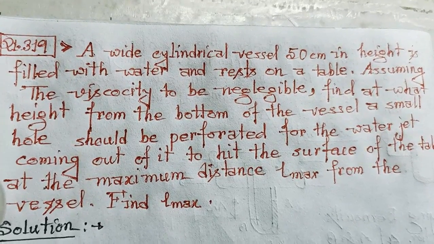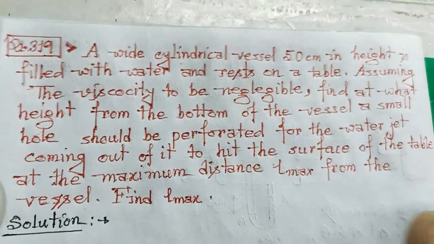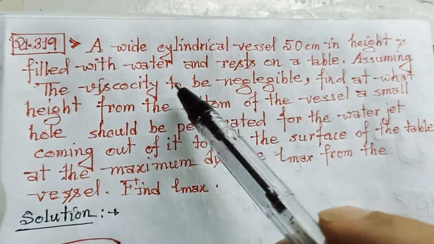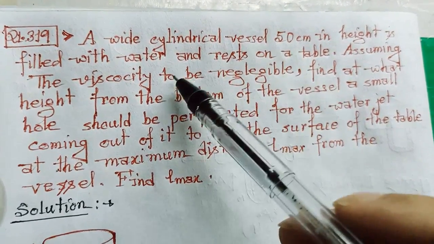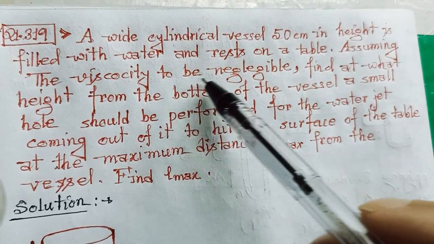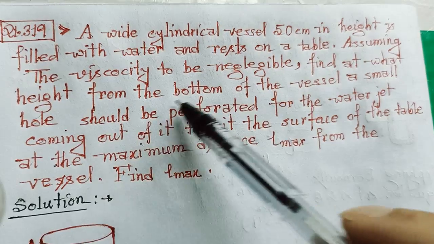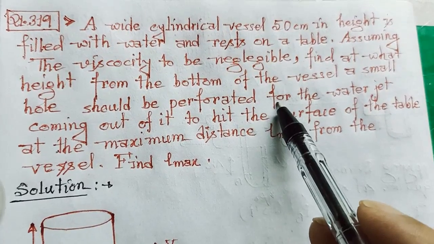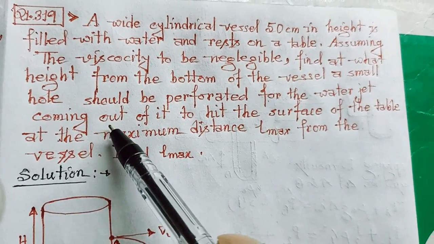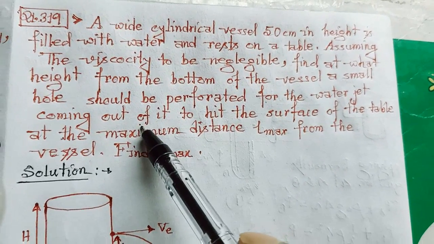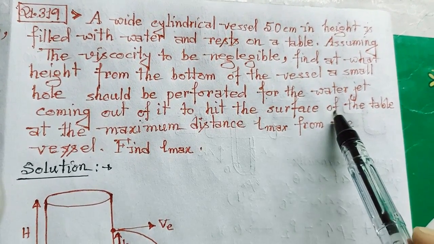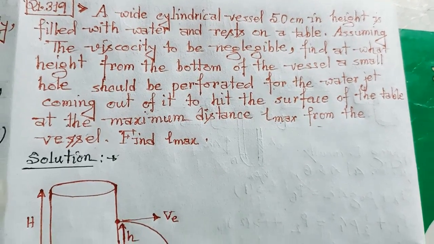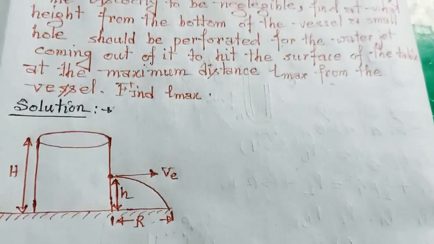The question 1.319 from Irodov, and in this question it is given that a wide cylindrical vessel of 50 cm in height is filled with water and rests on a table. Assuming the viscosity to be negligible, find at what height from the bottom of the vessel a small hole should be perforated for the water jet coming out of it to hit the surface of the table at the maximum distance L max from the vessel. Find L max.